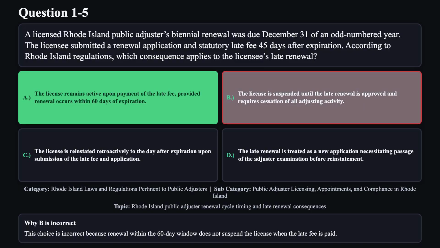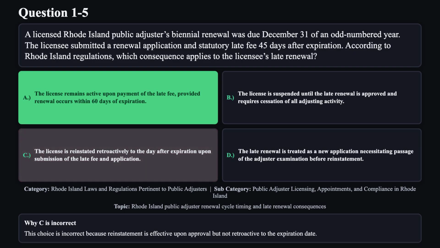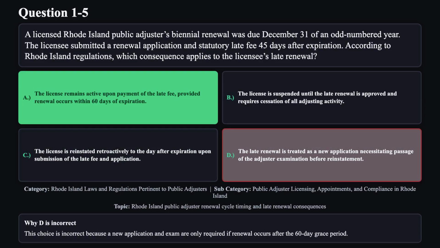Reason B is not correct. This choice is incorrect because renewal within the 60-day window does not suspend the license when the late fee is paid. Reason C is not correct. This choice is incorrect because reinstatement is effective upon approval, but not retroactive to the expiration date. Reason D is not correct. This choice is incorrect because a new application and exam are only required if renewal occurs after the 60-day grace period.